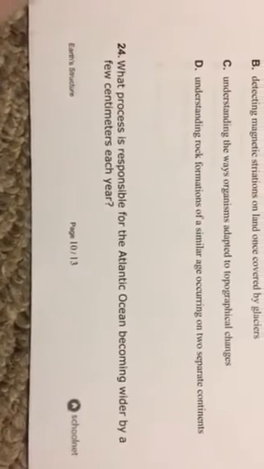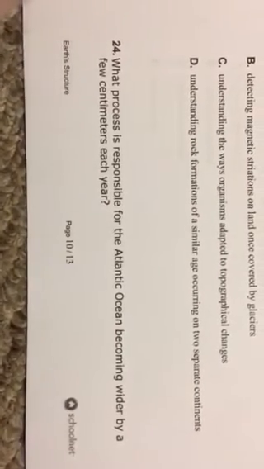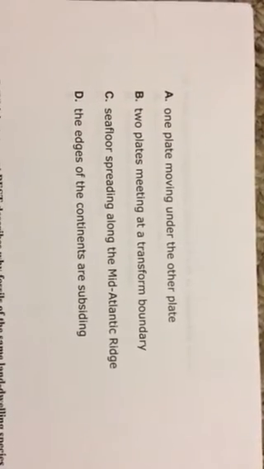24. What process is responsible for the Atlantic Ocean becoming wider by a few centimeters each year? A. One plate moving under the other plate. B. Two plates meeting at a transform boundary. C. Sea floor spreading along the mid-Atlantic ridge. D. The edges of the continents are subsiding.